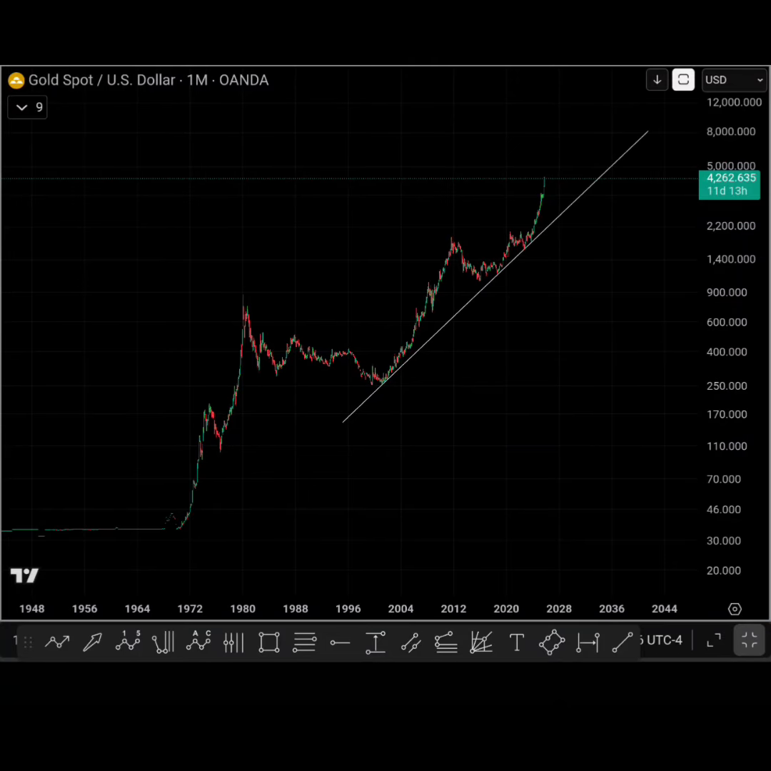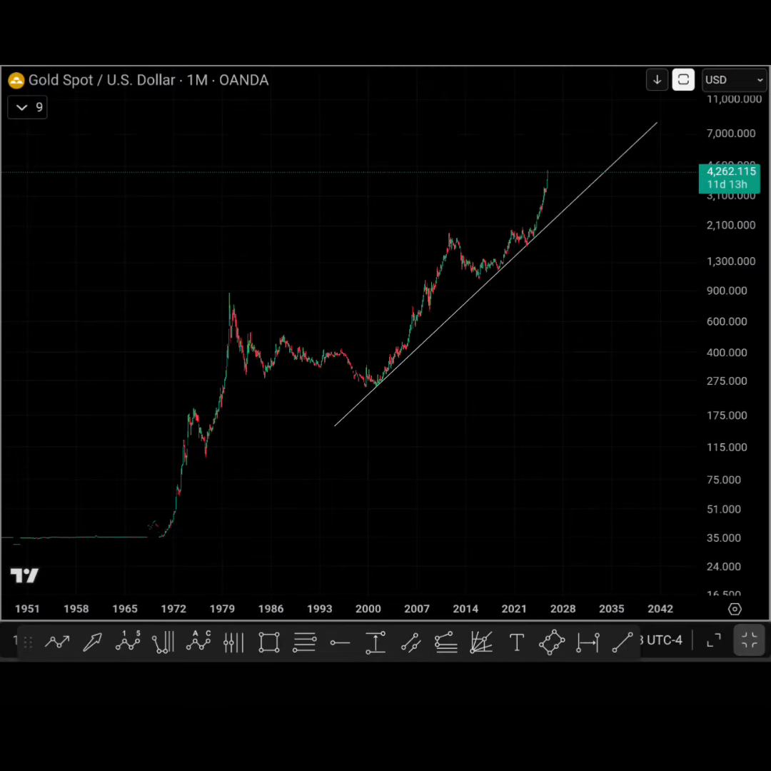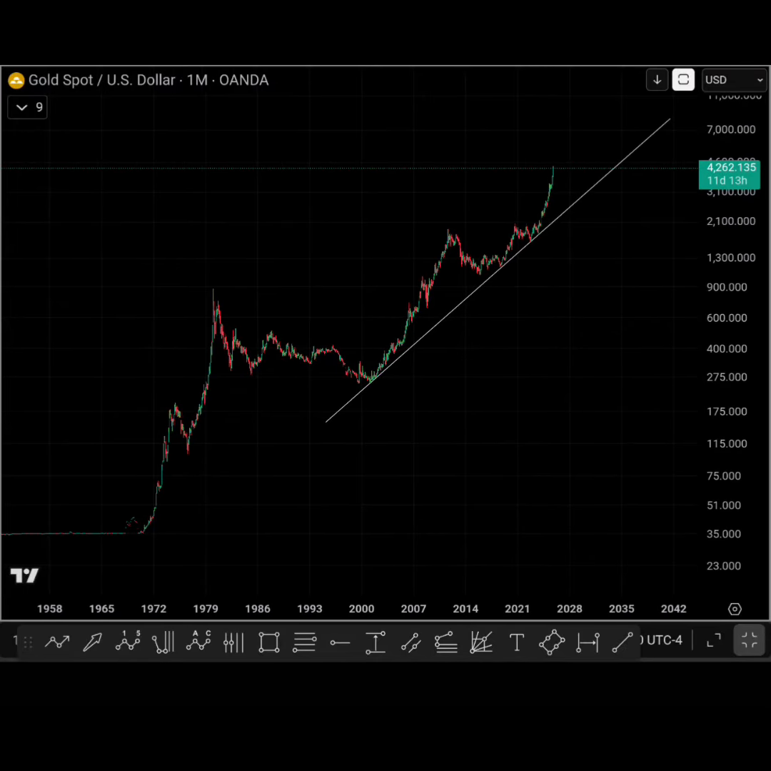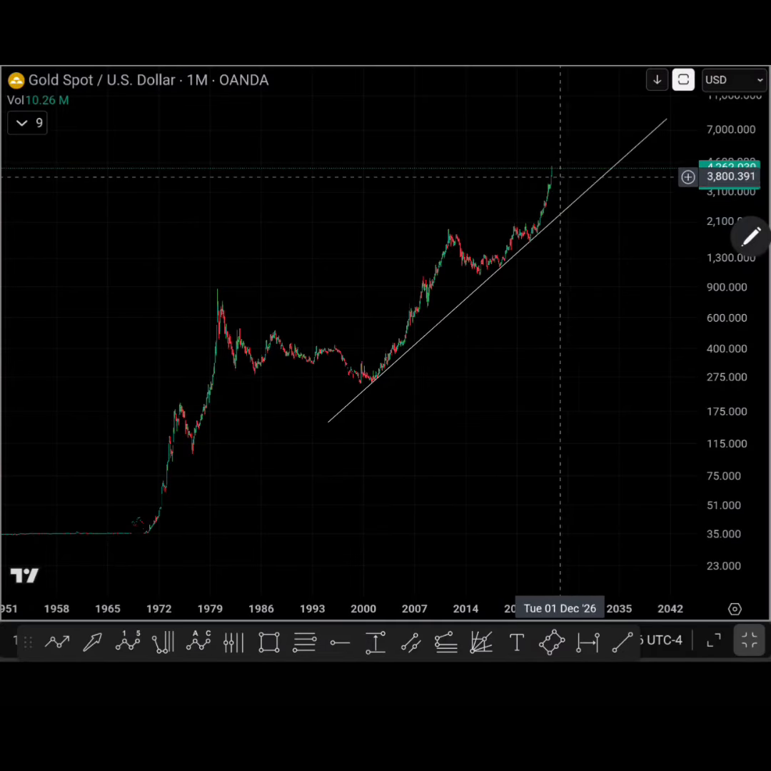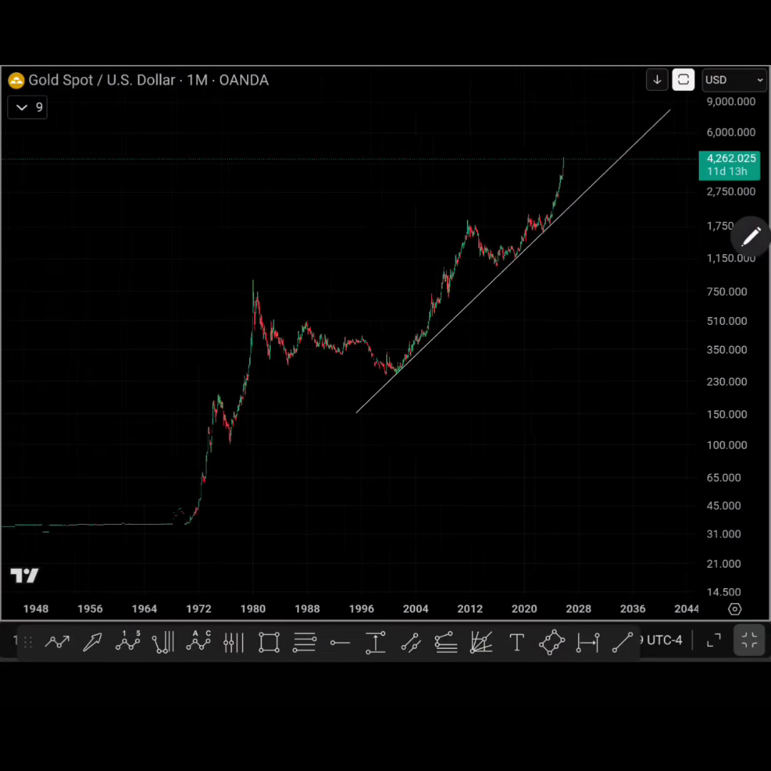Know your invalidations. Don't just jump in just because something's running. It can certainly keep running, but look for your setups. You'll find setups on lower and lower time frames. As long as the trend remains up, yeah, keep trading it up.